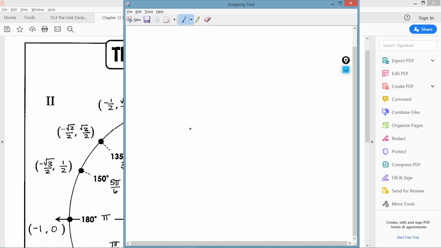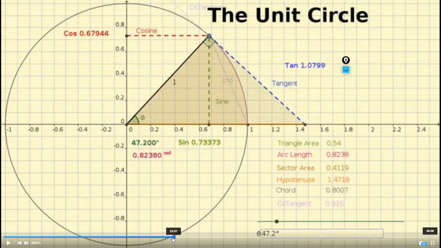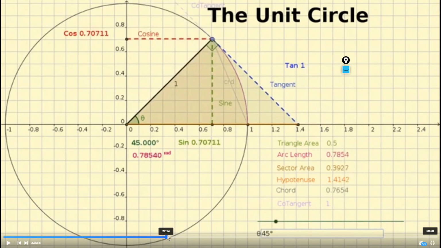Okay, let's do another triangle. That looks very 45 degrees in my opinion. Okay, so this is 45 degrees, and my hypotenuse is 1. And here's the thing: at 45 degrees, we're halfway to 90. At 45 degrees, the x component and y component are the same. Notice sine 0.70711, cosine 0.70711.